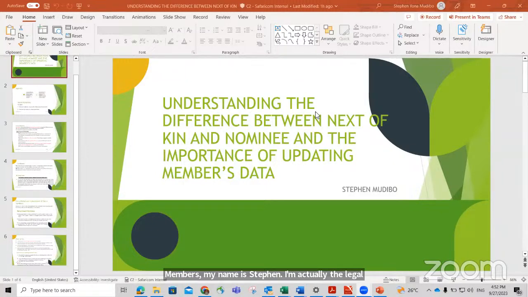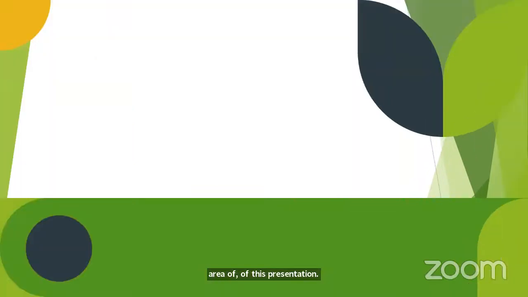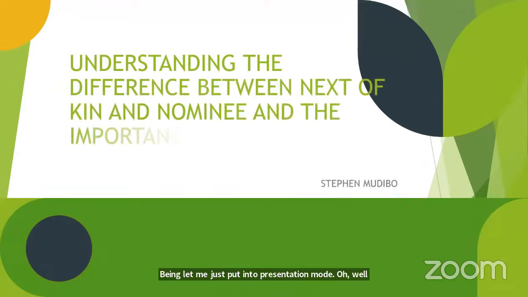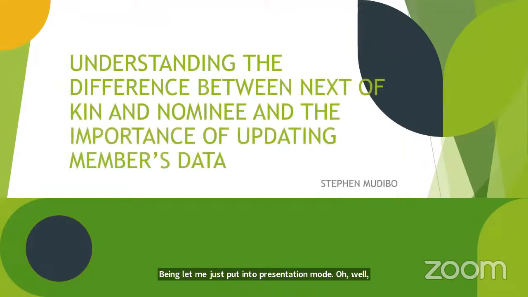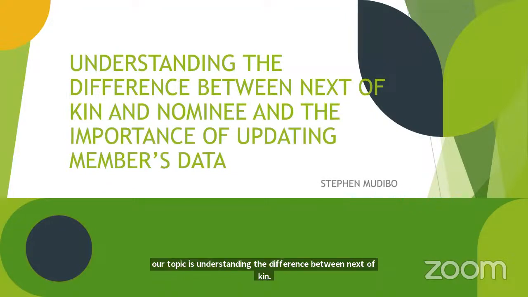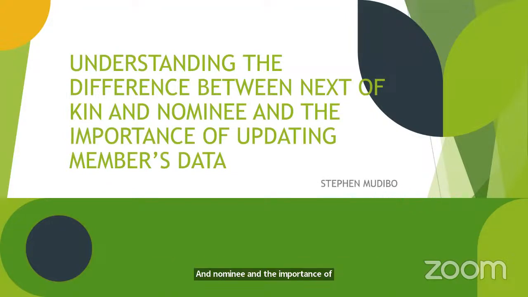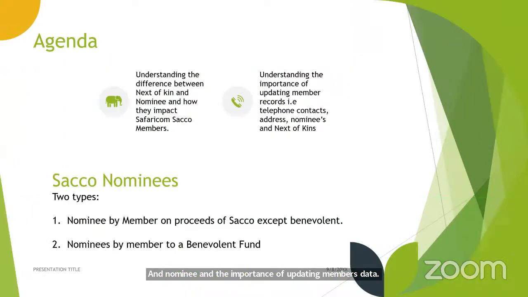So today I'll take you through a critical area of this presentation, let me just put into presentation mode, where our topic is understanding the difference between next of kin and nominee and the importance of updating members' data. So without further ado, I'll go straight into the key agendas. So basically the agenda, as I said, is to understand the key difference between next of kin and nominee and how they impact on the SACCO members, and also to understand the importance of updating records, member records, telephone contacts, nominees, and next of kin.